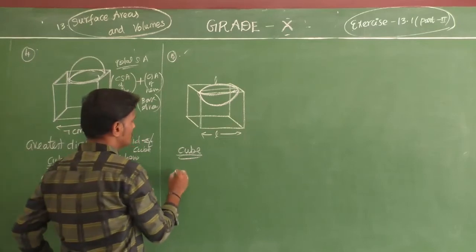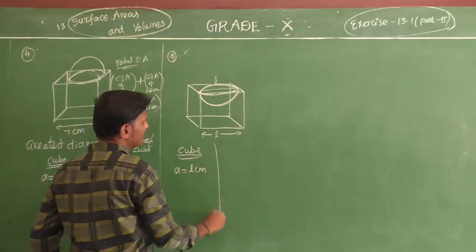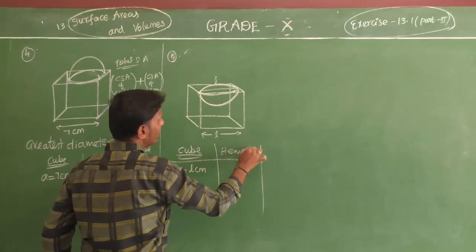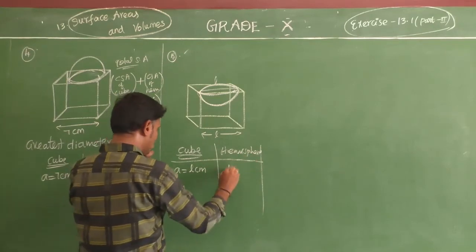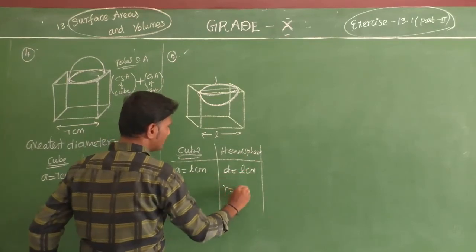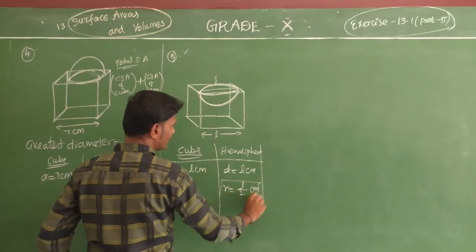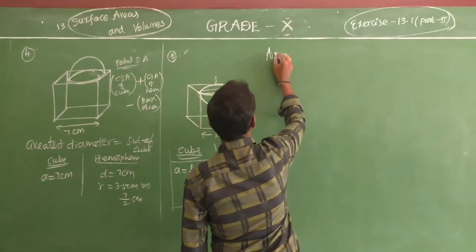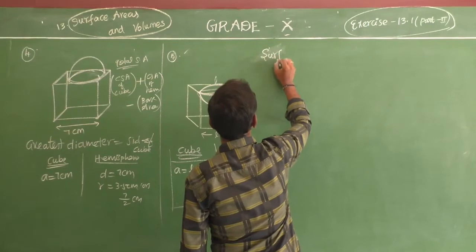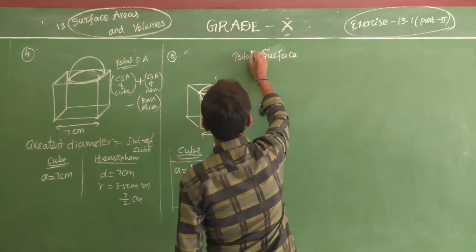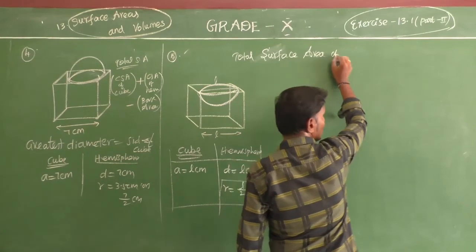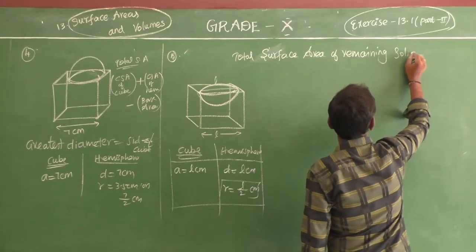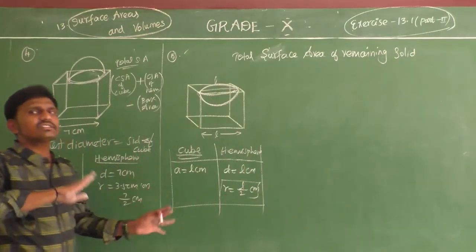You have side a equal to L centimeter. And next, the hemisphere: I am going to take the diameter equal to L centimeter, and the radius will come as L by 2 centimeter. Now what am I going to find? The total surface area of the remaining solid. So the same pattern, the last time, you are going to find.